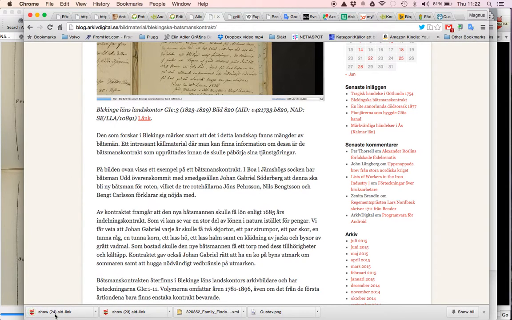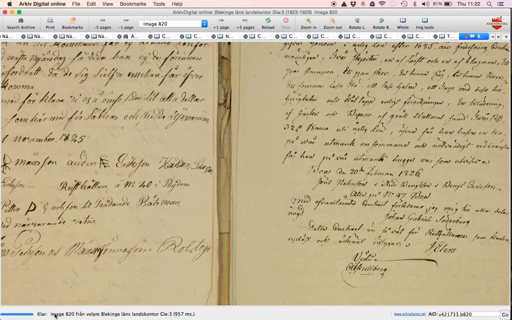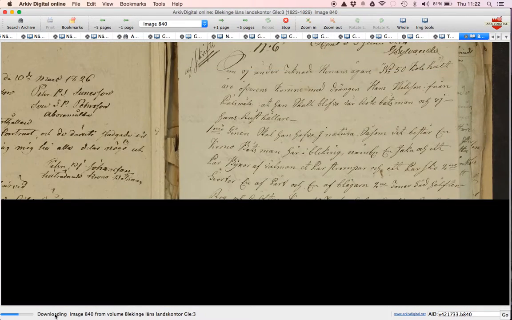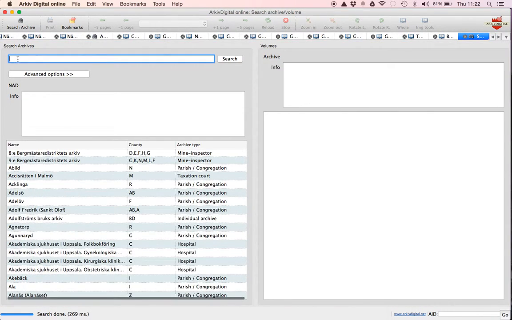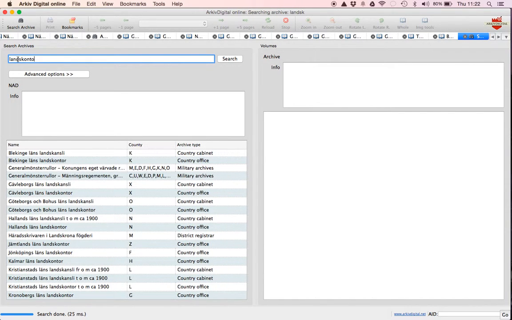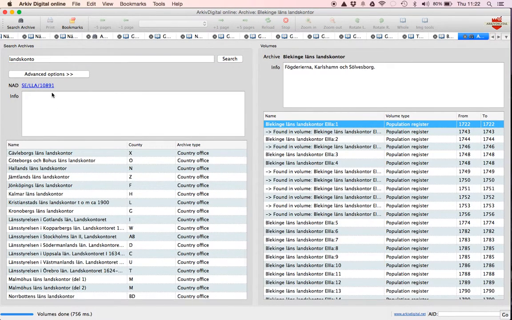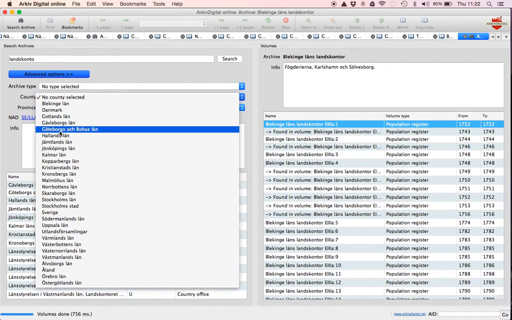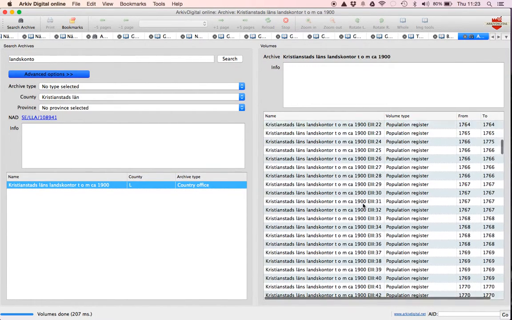It's crazy. So here is a contract, I think. This is a contract. So here you have about this soldier. Blekinge läns landskontor. So this is Blekinge. Then we should have something about Malmö. And then we could go to Kristianstad or... Yes! But this is a population register.